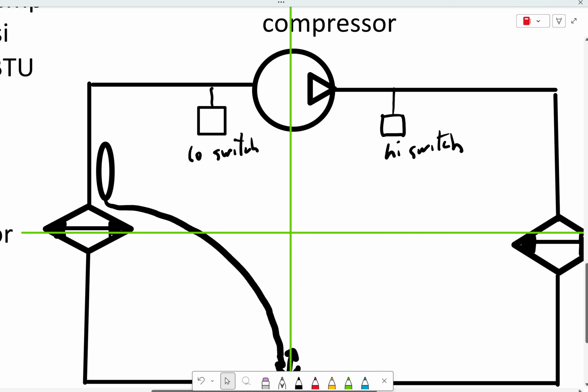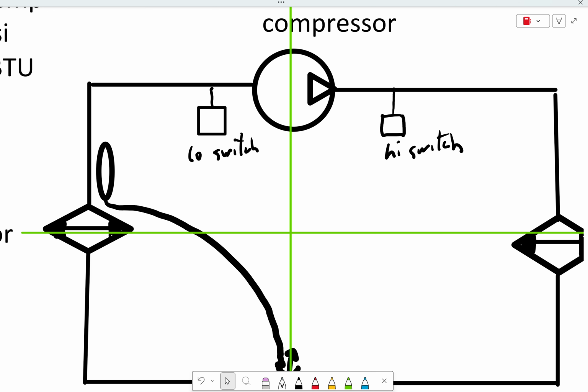Now the low side switch, it might be on the low side. The low pressure switch might also be built into the same switch package and stuck on the high side. Okay. So what I'm going to do is kind of explain what pressure these would normally go on and off at, and then talk about why they're installed there.